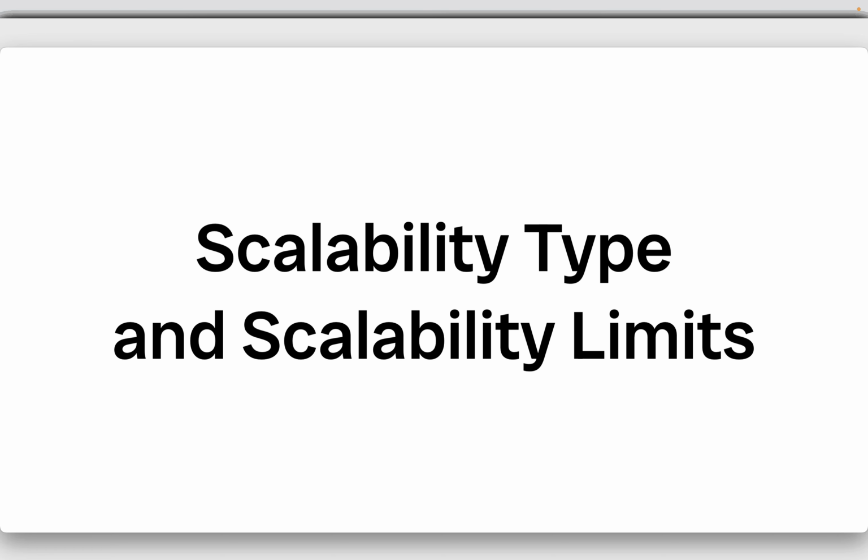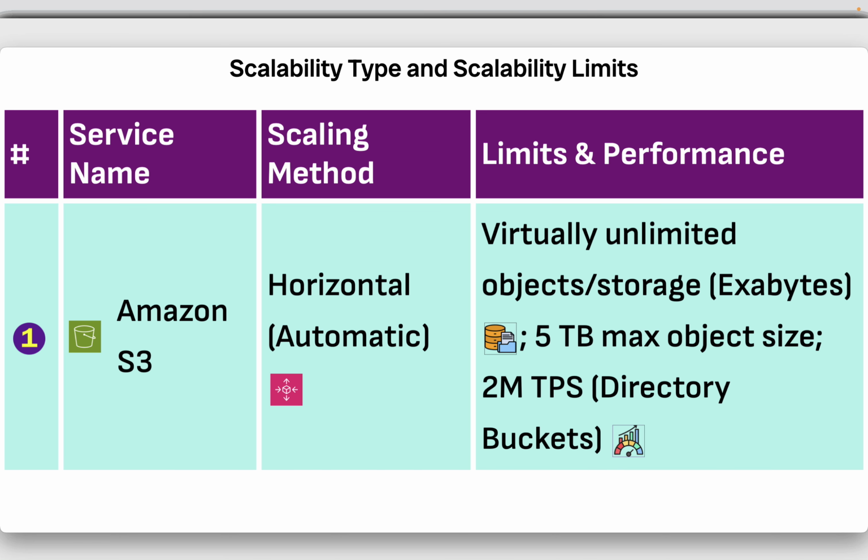And the next set of parameters will be scalability type and scalability limits. First, Amazon S3 scaling is horizontal and it's automatic. And some limits and performance: there are virtually unlimited objects and storage, which can be in exabytes. For a single object or file, we just have to remember this: it is 5 terabytes. There is a limit only on a single file. And it supports up to 2 million transactions per second for the directory buckets.